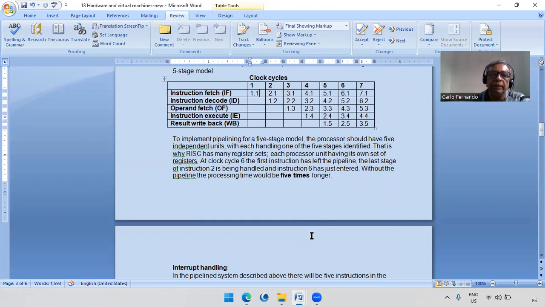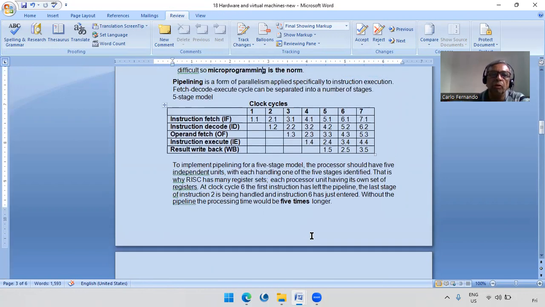Now we are coming to a very interesting and important point: pipeline. Pipeline. Nice name. It is a form of parallelism. Parallelism, going in parallel, applied specifically to instruction execution.